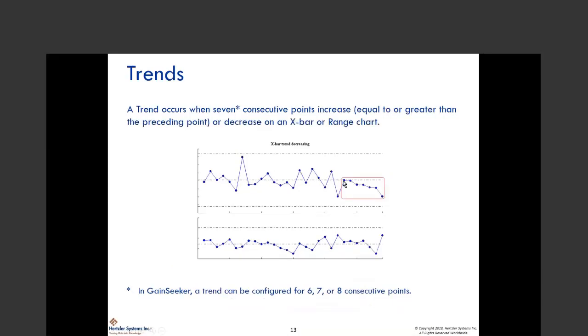And again, trends are where you have 6, 7, or 8 points in a row moving in one direction. Actually, it's not ever moving in the other direction. If you have, like in this case, 2 points that were exactly equal, it would still constitute part of a trend.